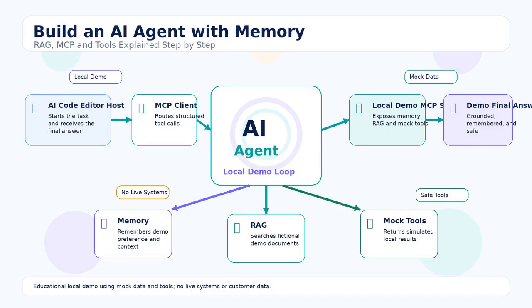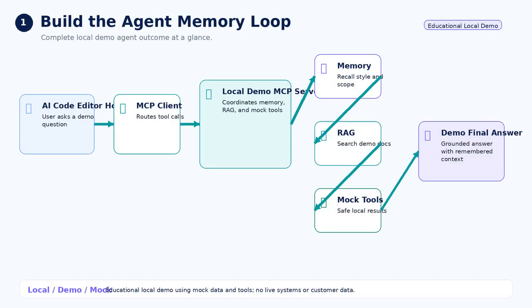Build a local AI agent that remembers context, searches demo docs with RAG, and calls mock tools through MCP. Let's begin with Build the Agent Memory Loop.